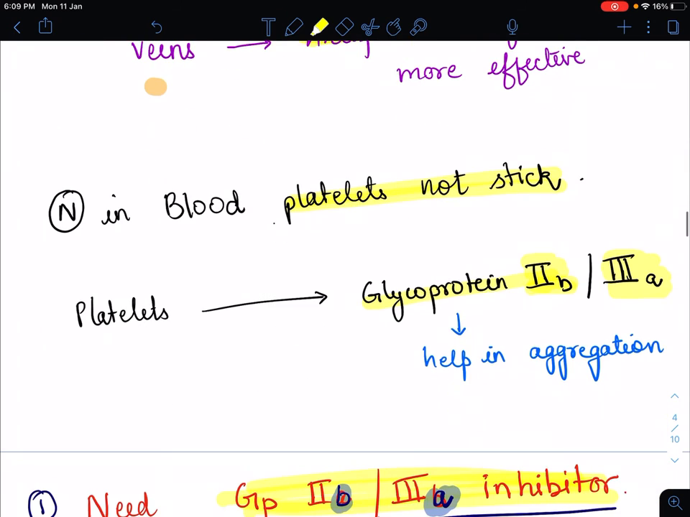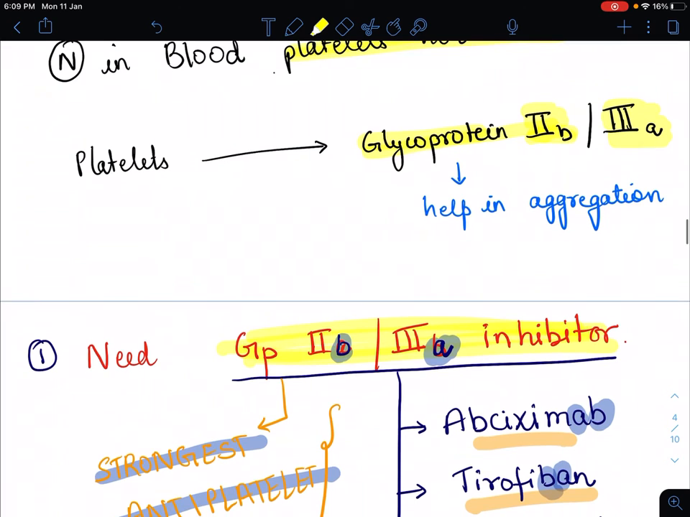Now next, normally in our blood platelets do not stick. Platelets will stick when some factors help in the aggregation of platelets, like glycoprotein 2b and glycoprotein 3a. These help in aggregation of platelets. So in antiplatelet therapy we have to inhibit these two factors, so we need glycoprotein 2b and 3a inhibitors.